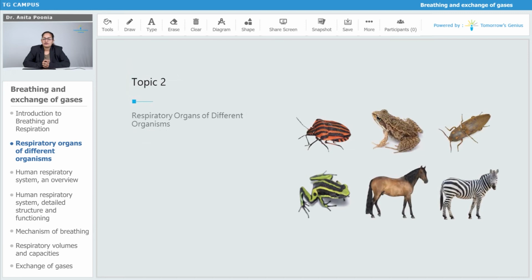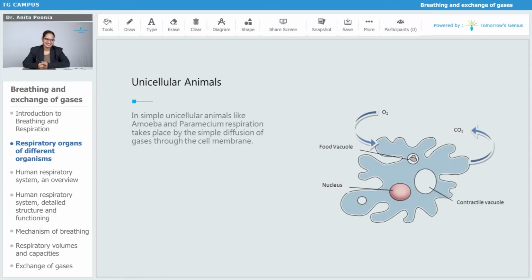Respiratory organs of different organisms are different. As you can see, a variety of organisms in the slide. In simple unicellular animals like amoeba and paramecium, respiration takes place by the simple diffusion of gases through the cell membranes, as we know. So this is an amoeba, and you can see the oxygen is getting in and the carbon dioxide is going out, and this is all merely diffusion with the help of which respiration is taking place.